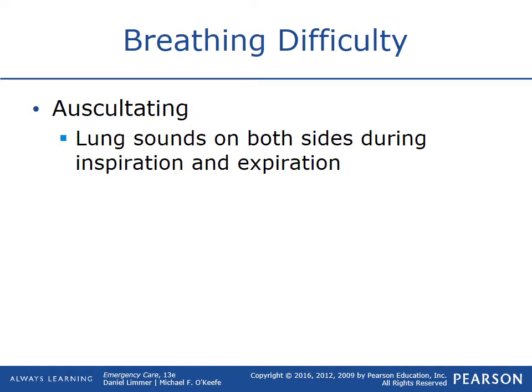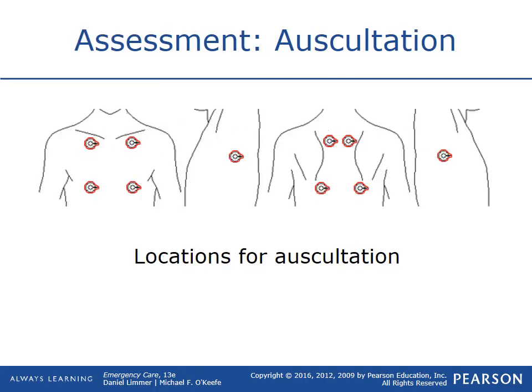So with auscultation, that is listening for lung sounds on both sides during inspiration and expiration. So you listen on both sides to be able to tell if those lung sounds are the same bilaterally. So we like to hear lung sounds that are clear and equal bilaterally.